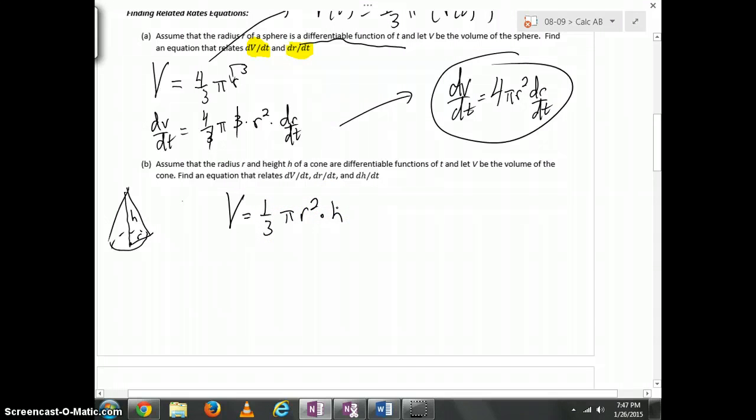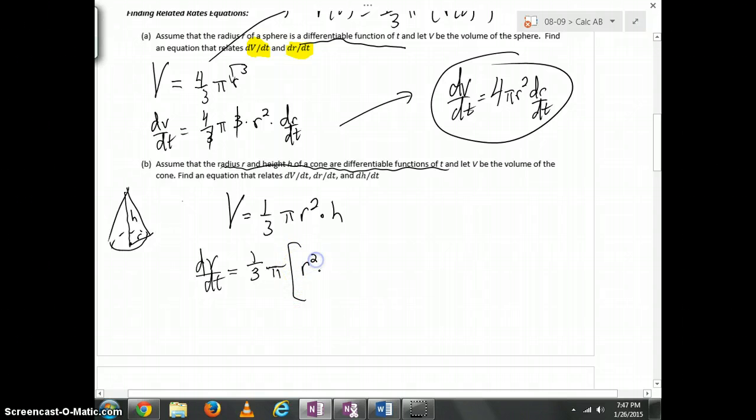But it's important to realize in this problem that the volume and the radius and the height are all functions of time. And V itself is a function of time. So the derivative on the left would just be dV/dt. On the right, though, we have two functions of time that are going to get multiplied together. We will need the product rule.